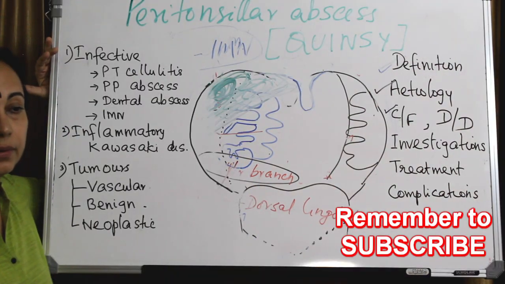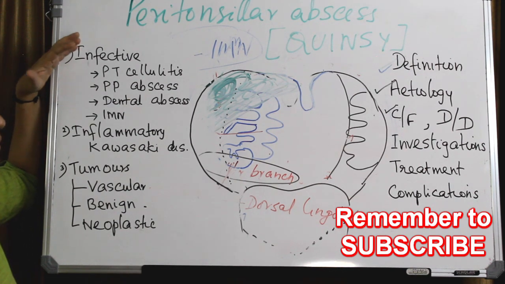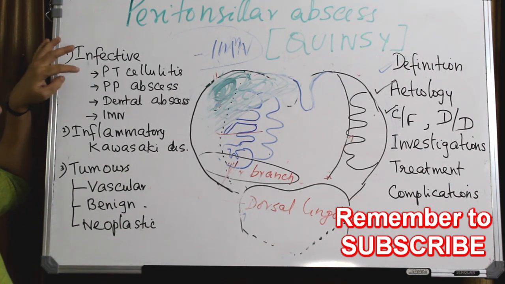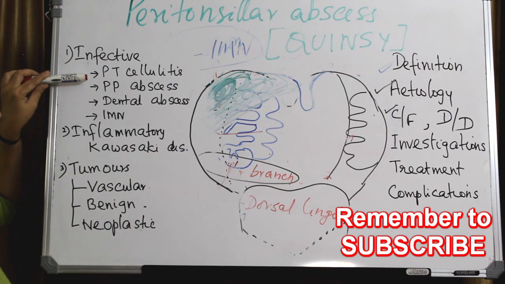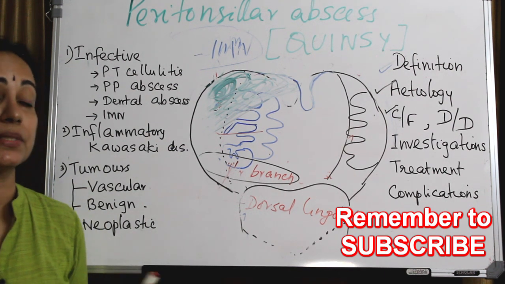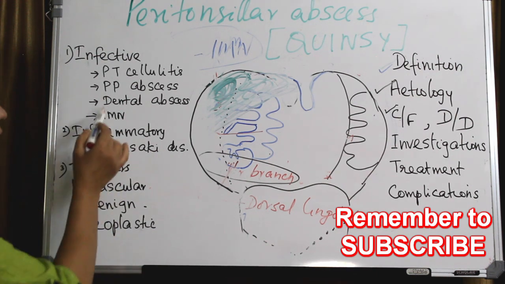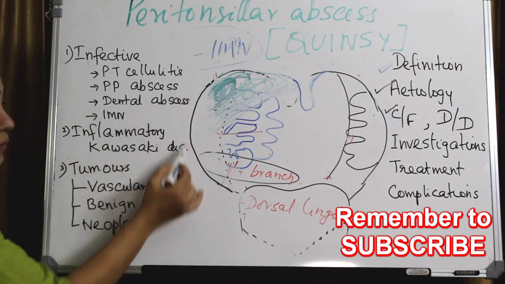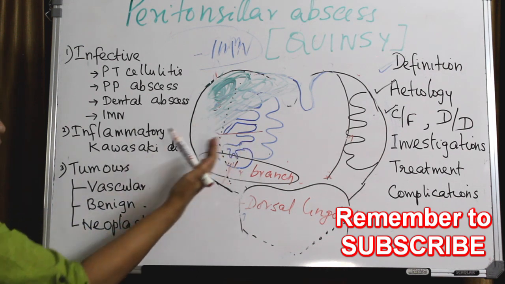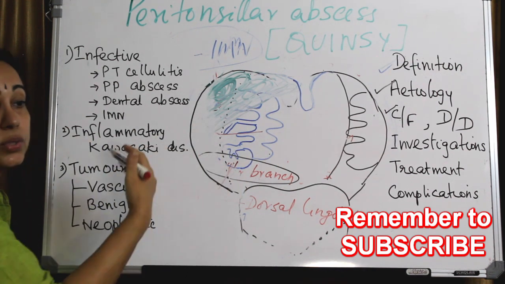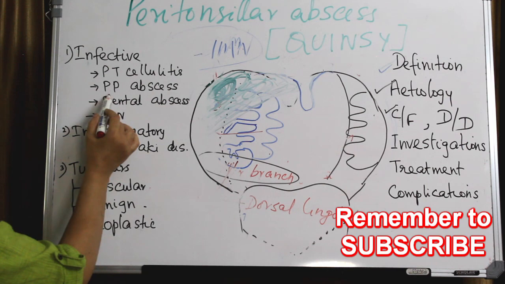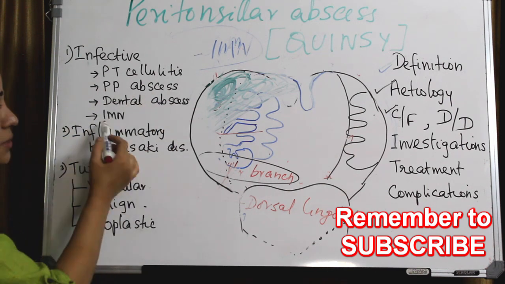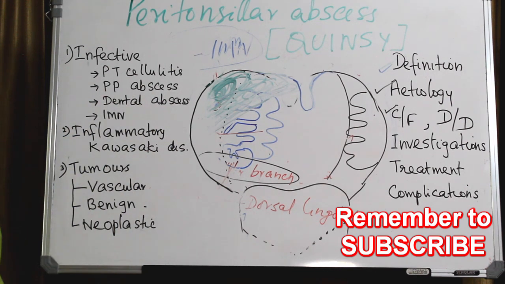Infective conditions that can mimic a peritonsillar abscess. One is peritonsillar cellulitis, the condition just preceding an abscess. It can present as a cellulitis. Then it can be a parapharyngeal abscess. The parapharyngeal space comes here, so a parapharyngeal abscess can push the tonsil medially. Then any dental abscess, and a coexisting infectious mononucleosis.